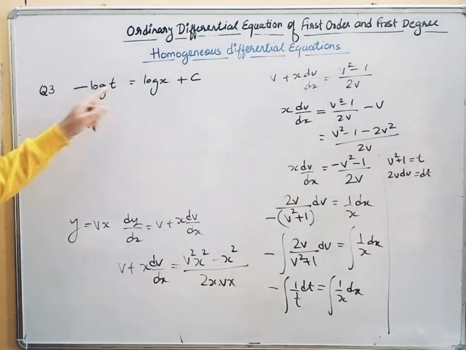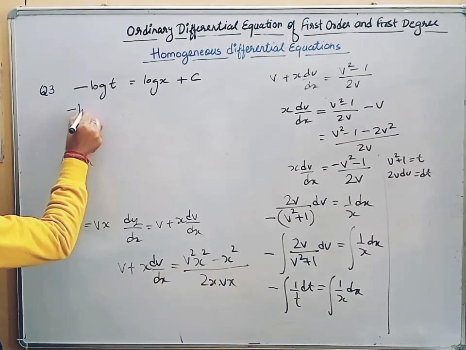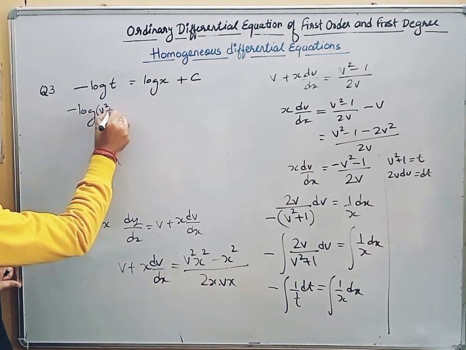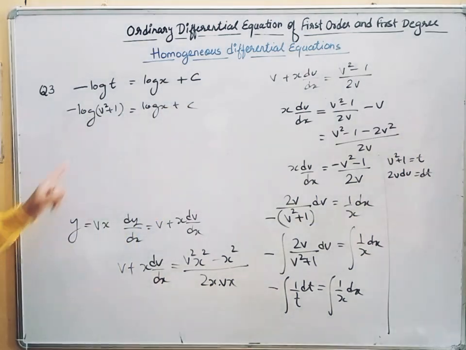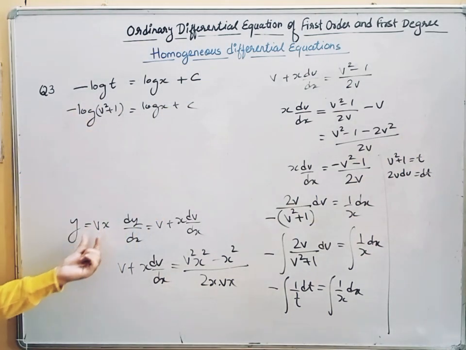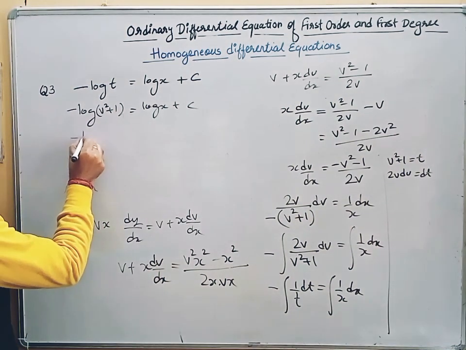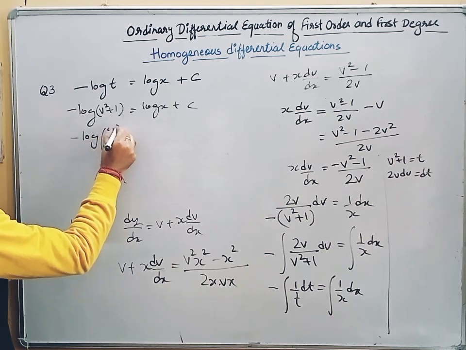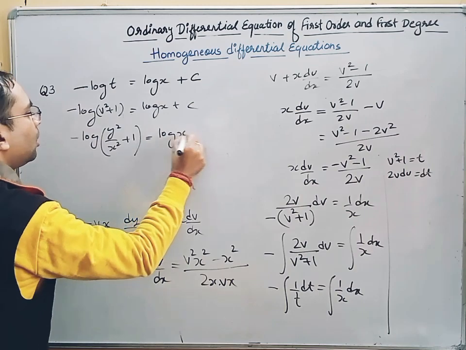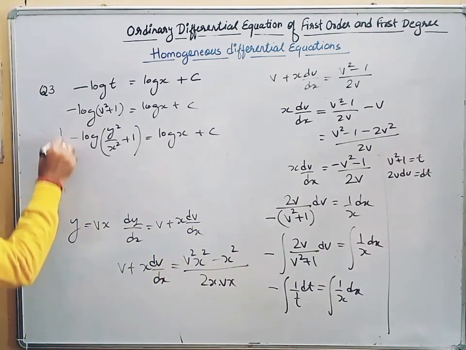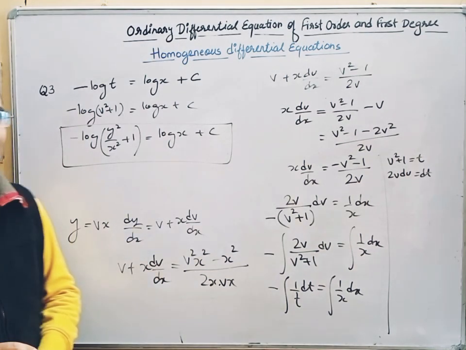We need to substitute this t back, so t is v square plus 1. So this will be minus log (v square plus 1) is equal to log x plus c. Now we need to substitute this v back as well. So from here y is equal to vx, we will take v as y upon x. So this will be minus log (y square upon x square plus 1) is equal to log x plus c. So we can write that this is the solution of the homogeneous differential equation.